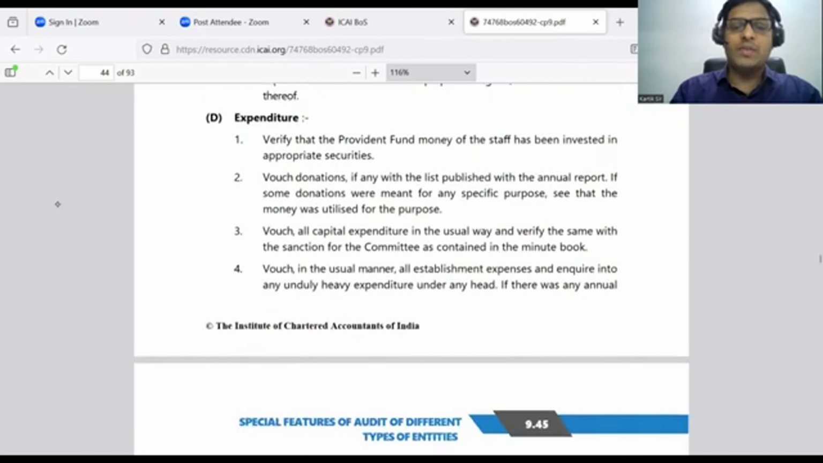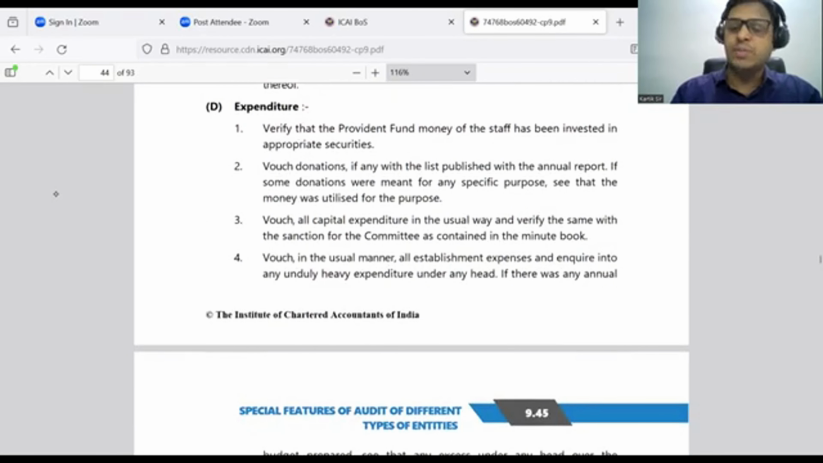After that, we are checking the expenditure part. In the expenditure part, first we check provident fund money, whether it has been set aside on the staff's side or not. Any donations that we have received, and regarding that donation, whether the money is used for that specific purpose or not. For example, if someone gave us a donation to build a good ground in the school, whether that money went into the ground or not, that is what we are checking here.